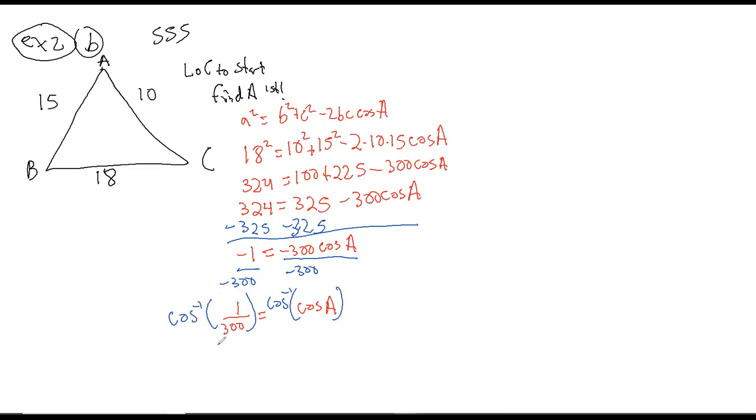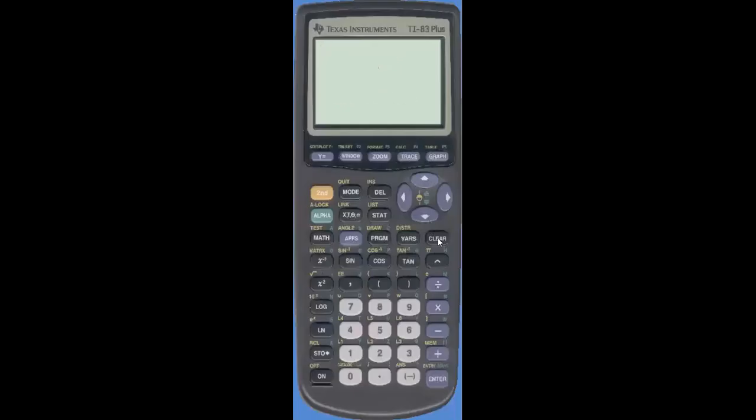I like to see it. So that inverse cosine of 1 over 300 is equal to A. And we're going to round this to the nearest tenth. We're going to put that in our calculator. Give me a second. Share calculator. All right.